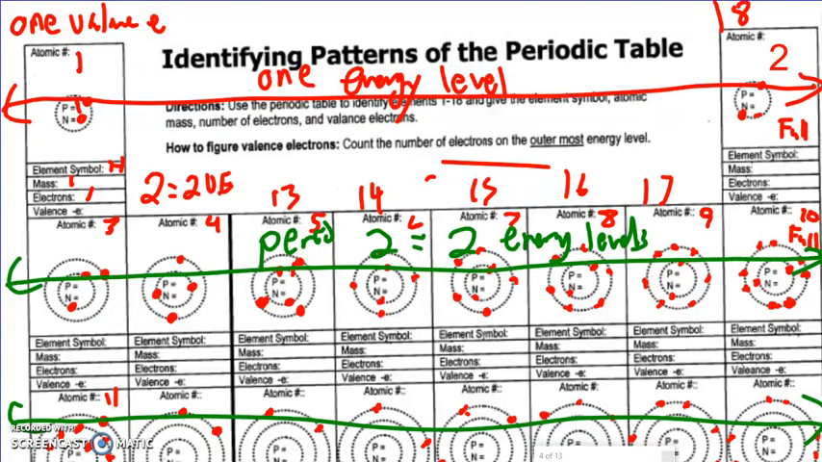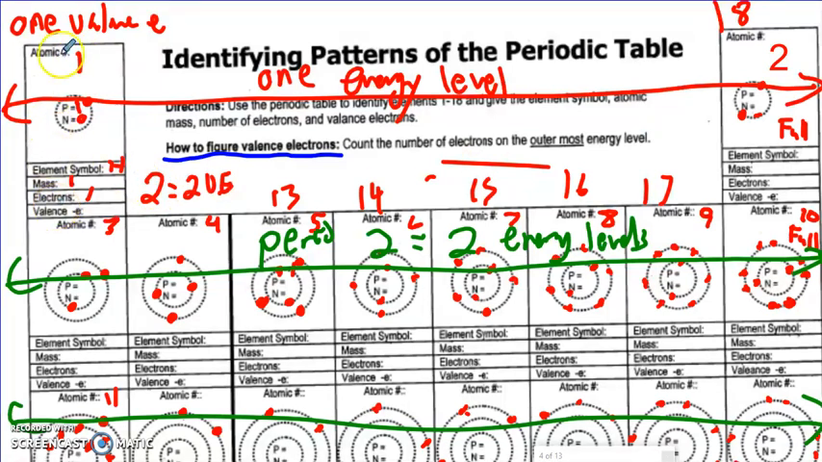And so in the last video, we kind of made a mess of this worksheet, and that's totally cool. The new thing I want to show you on it is this little piece right here, how to figure valence electrons. So valence electrons are the electrons in just the outside energy level. So it says count the number of electrons on the outermost energy level. And I kind of showed you there's a pattern to this with what group it's in.